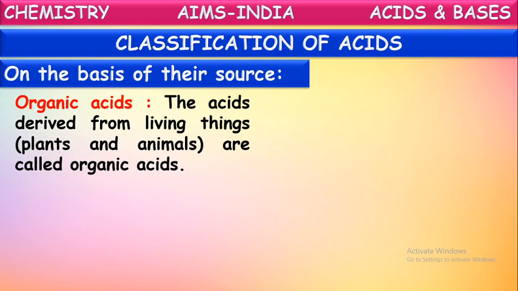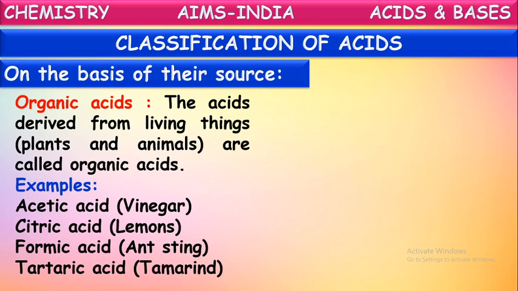One of them is organic acids. The acids derived from living things are called organic acids. So, the acids which are derived from living things like animals and plants are called organic acids. For example, acetic acid is available in the form of vinegar. Citric acid and ascorbic acid are available from citrus fruits like lemons and oranges. And formic acid is present in the stings of ants.